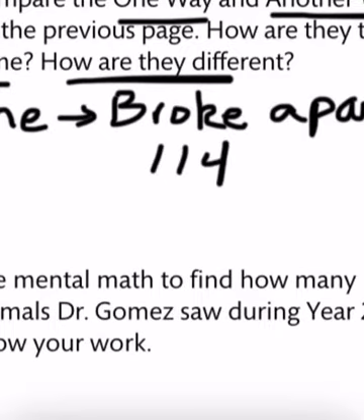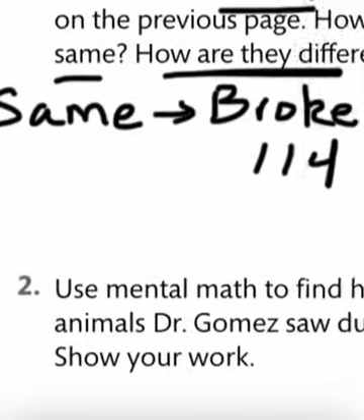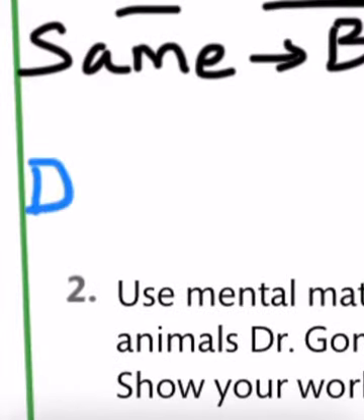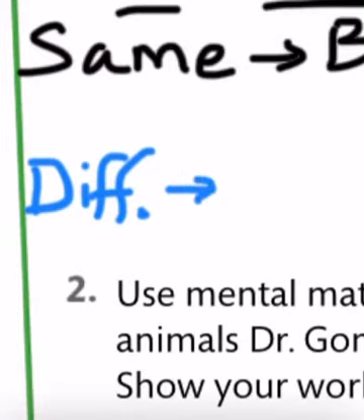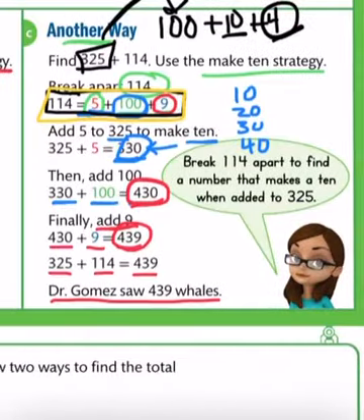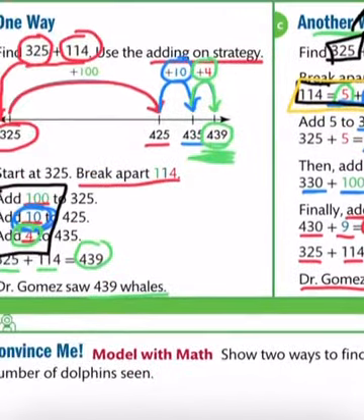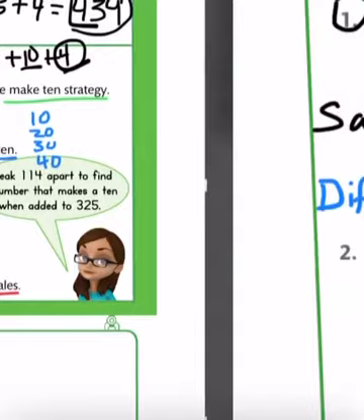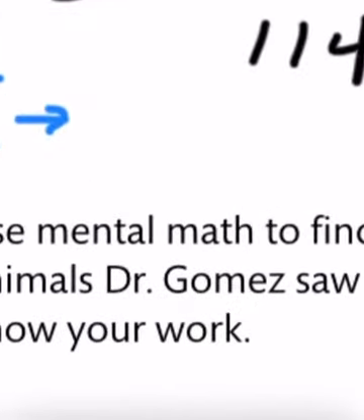Okay, so how are they different? I need to write that down too. They ask how they're different, so let's put "different." I'm just going to abbreviate different. Okay, and they're different because, as we look at it, one used the number line and the other one did not, right? So I can just say one used the number line.